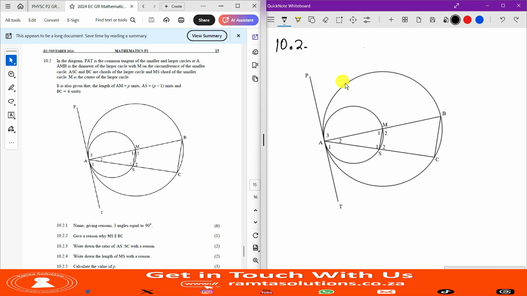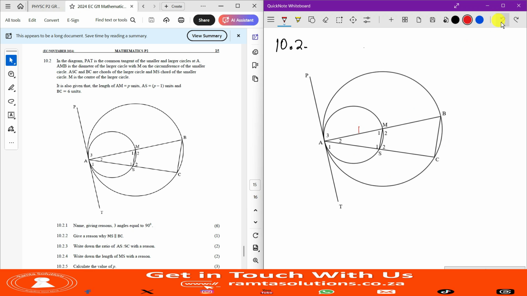Okay. So let's see. It is also given that the length of AM is P units. Let me change the colors. It's P units. So obviously, since it's the center, MB must also be P. And then AS is P minus 1 unit. And BC is 6 units. BC is 6 units. Right?